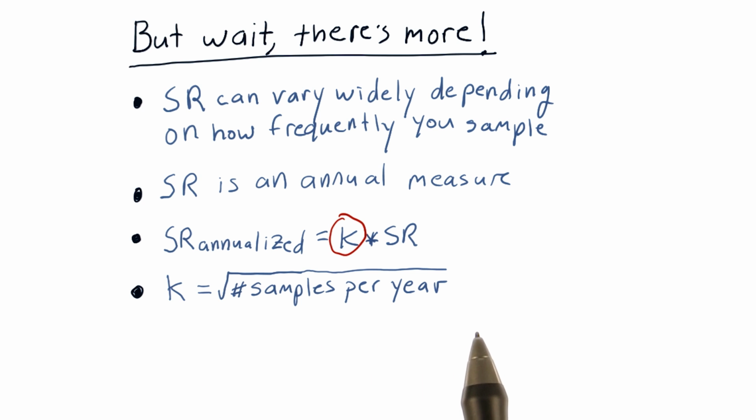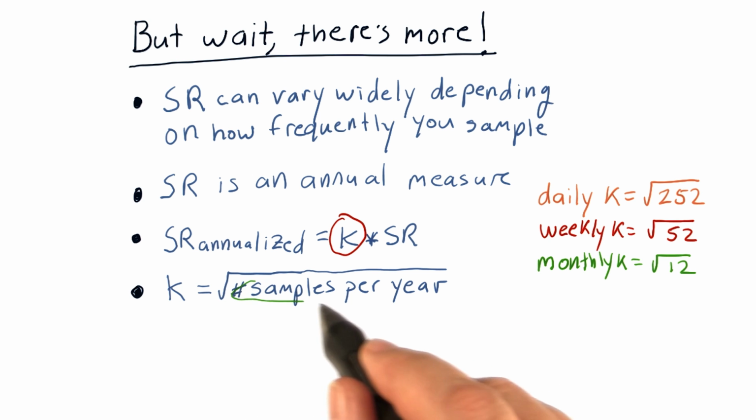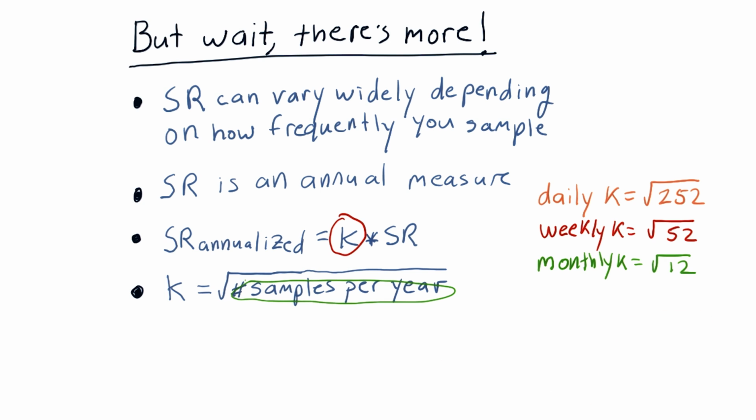So for instance, if we're using daily data, there are 252 trading days per year, so K is the square root of 252. If we're, say, taking weekly samples, it'd be the square root of 52. The important thing to keep in mind is the number in here is the rate at which we're sampling.